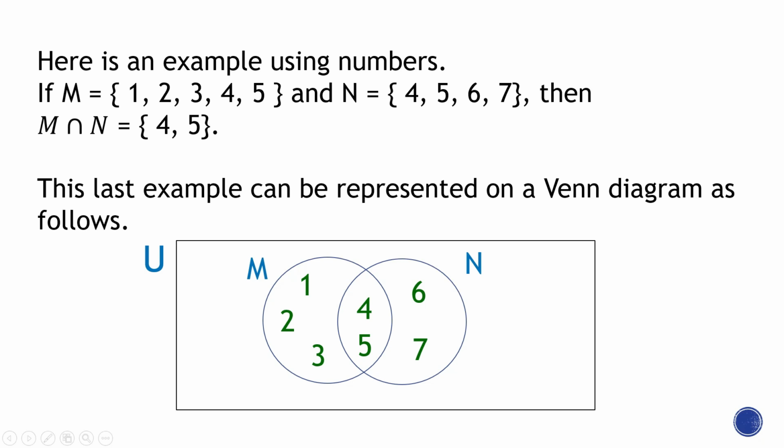Now, here's an example using numbers. Let's say we have a set M: 1, 2, 3, 4, and 5, and a set N: 4, 5, 6, and 7. The intersection of M and N, the elements common to M and N, are the numbers 4 and 5. Using a Venn diagram, we can clearly see the intersection of set M and set N, and the intersection is the numbers 4 and 5. All right? Okay, so let's go to the next one.